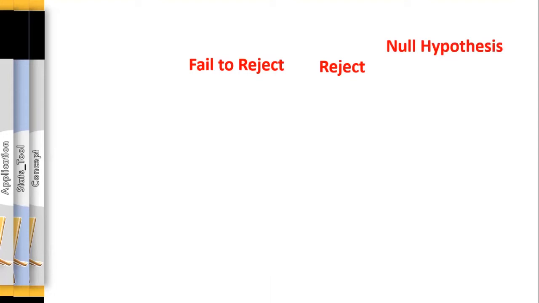Now, before one can reject this null hypothesis, we calculate what we call the p-value, or the probability value. When the value is greater than 0.05, then we fail to reject the null hypothesis. On the other hand, if the p-value is less than 0.05, then we reject the null hypothesis because there is enough evidence to do so.